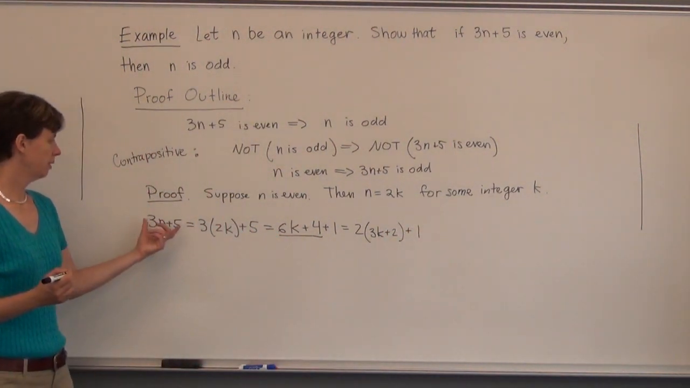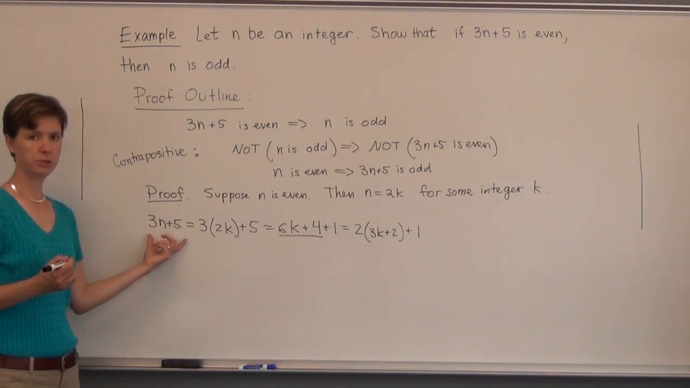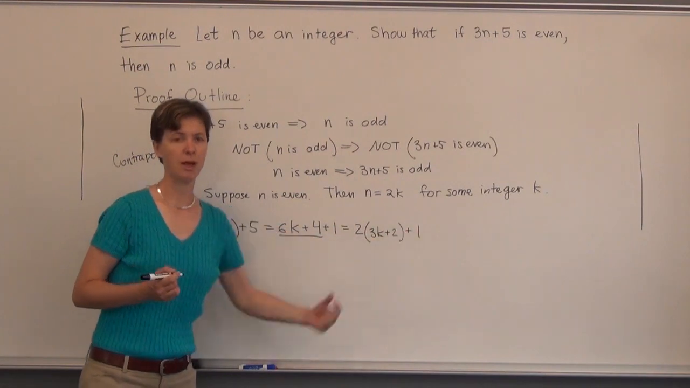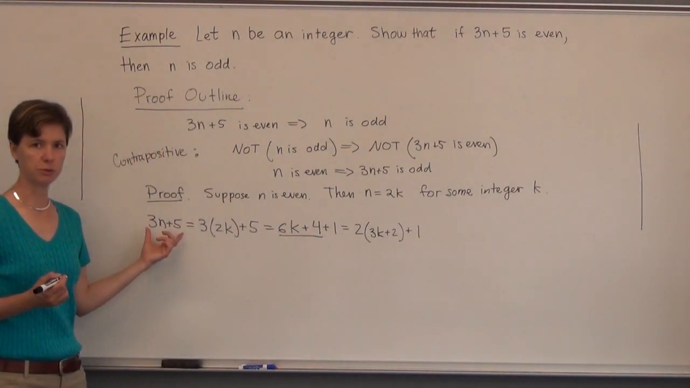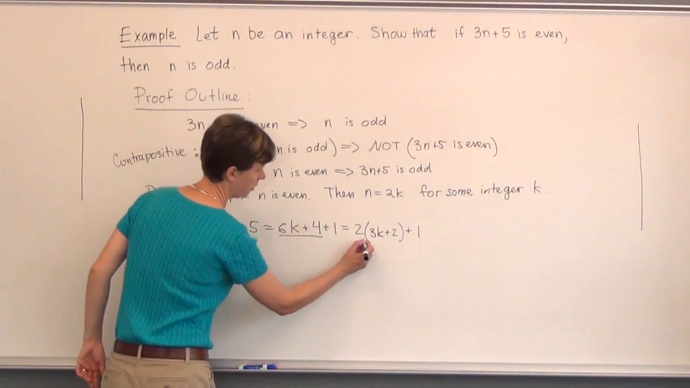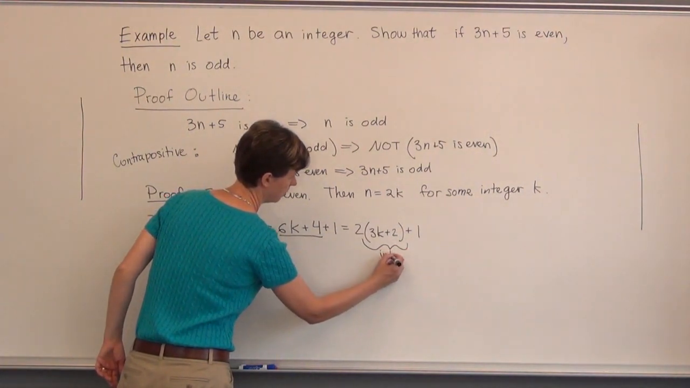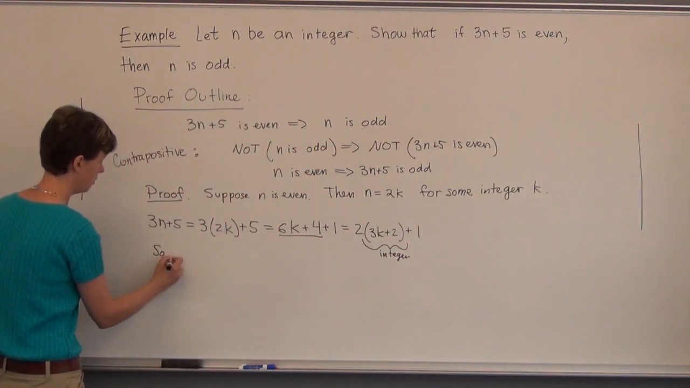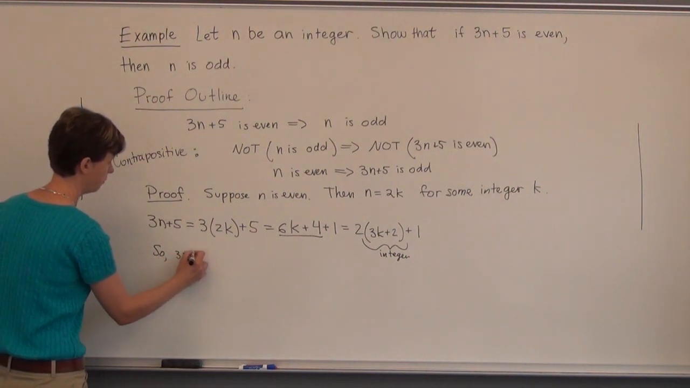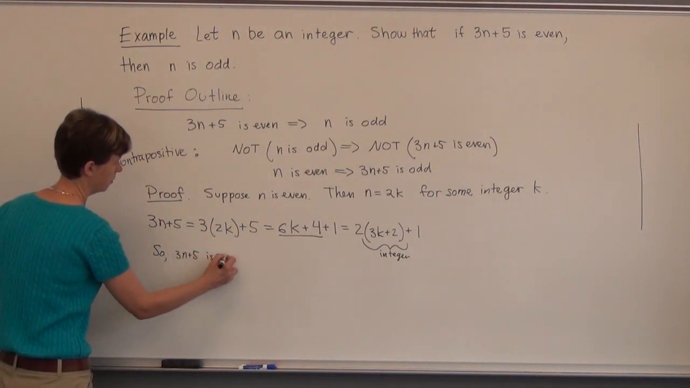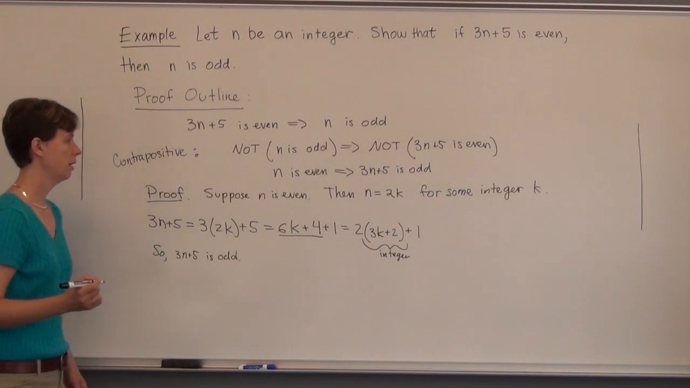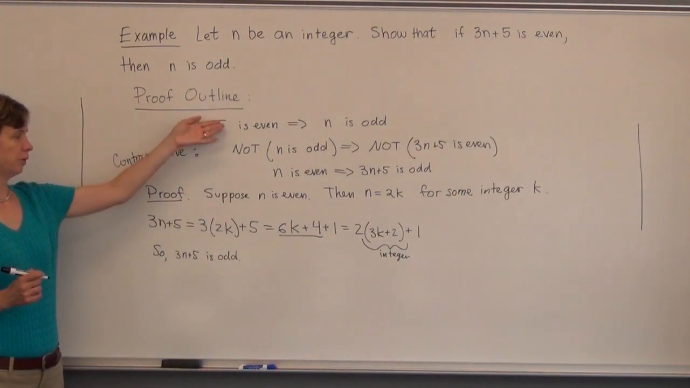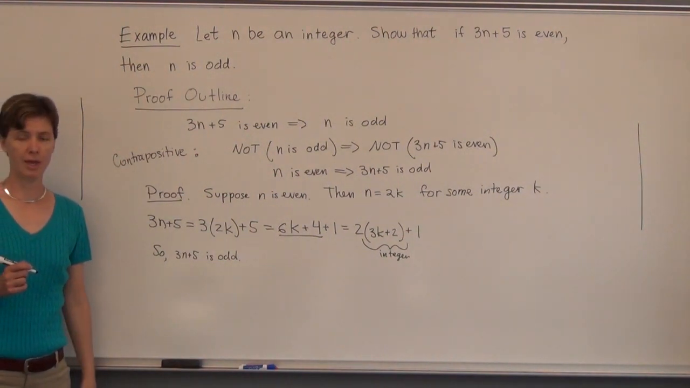So now we have written this integer in the form twice an integer plus 1, which implies that this is odd. This is an integer. So 3n plus 5 is odd. And since we have just proved the contrapositive, we know that the original statement is true, and we are done.